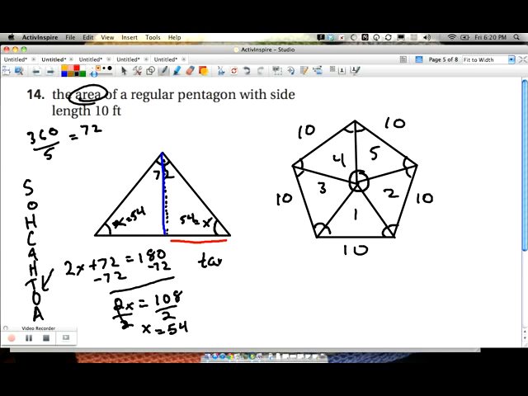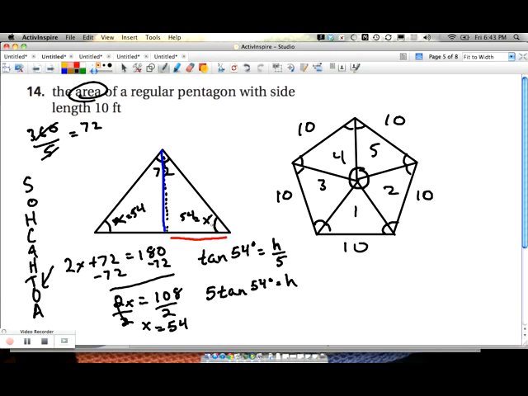That tells me that tangent of 54 degrees is equal to the opposite, which is my height, over this adjacent. I know what that adjacent is because the whole thing is 10, so that means that half of it is going to be 5. So that means that 5 times tangent of 54 degrees equals h. Well, if I have a calculator, that would really help. So I'm going to pause the video, grab my calculator, and then bring us back here.